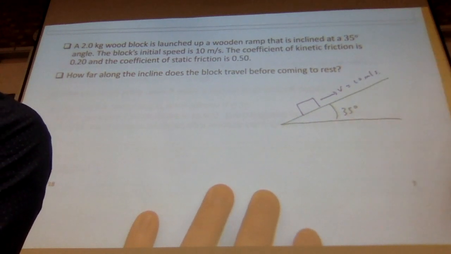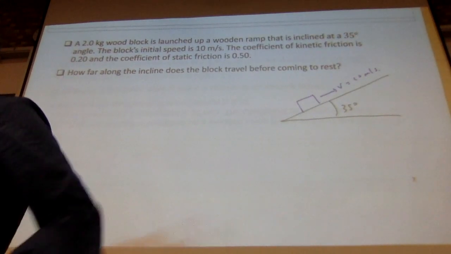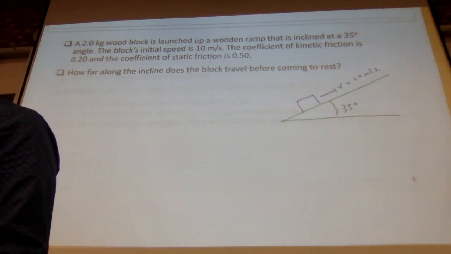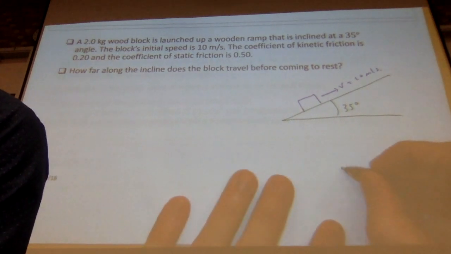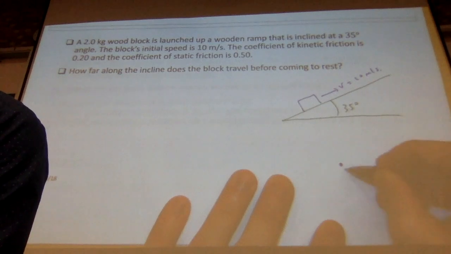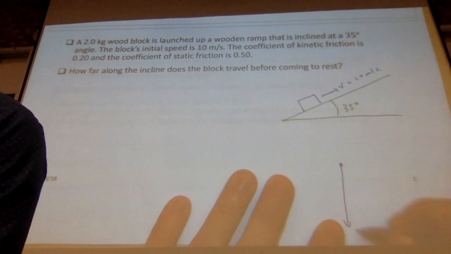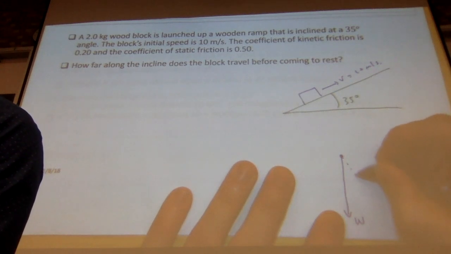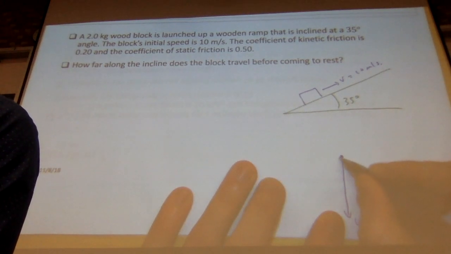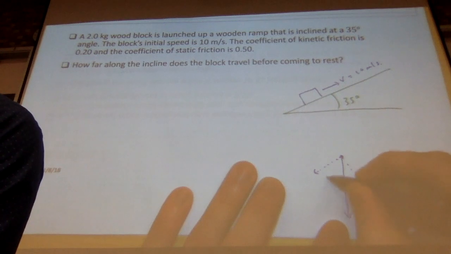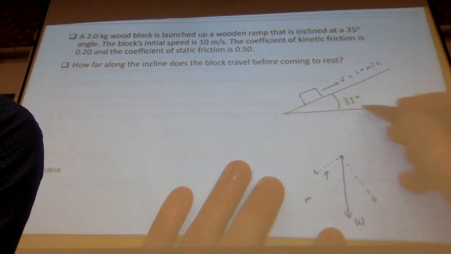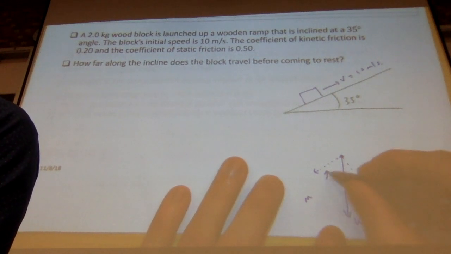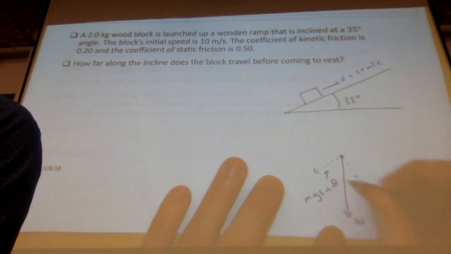per second. As the block moves up the incline, I can draw a free body diagram for the object. It has a weight force going down. This part is not really important. I really want the component that is parallel to the incline, this piece here, which I hope most of you know at this point. If I give you the angle with respect to the horizontal, this is mg sine of theta.